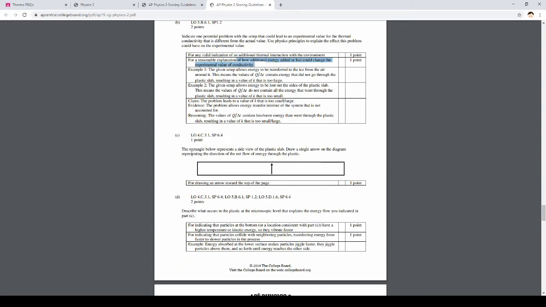The rectangle below represents a side view of the plastic slab. Draw a single arrow on the diagram to represent the direction of the net flow of energy through the plastic. This one should be pretty easy. It's coming from the hot plate into the boiling water, through the plastic into the ice.